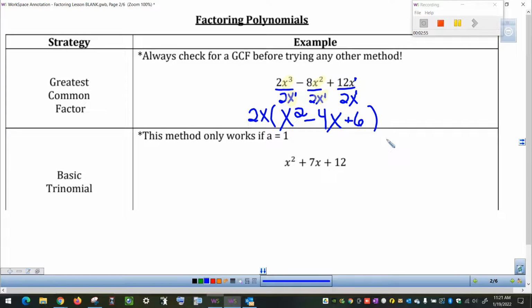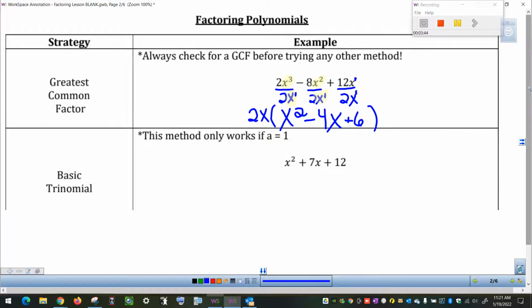Now, this is kind of getting into the next method, but we've done a lot of work with these throughout the year, so hopefully your mind is already starting to think, could we find 2 numbers that multiply to 6 and add to negative 4? If we start to think of some numbers, it just doesn't seem that it's going to work out. So if that's the case, we just leave it as it is, and the only thing that we were able to do was the GCF.